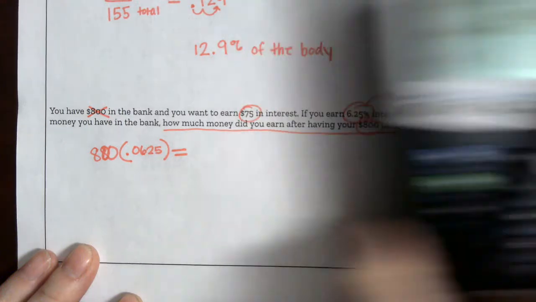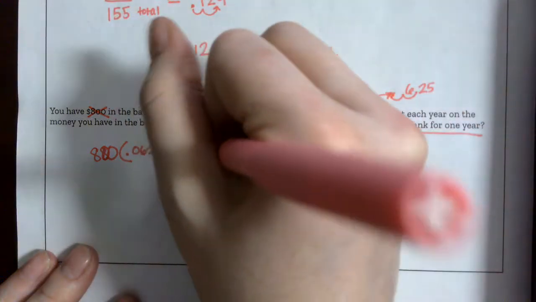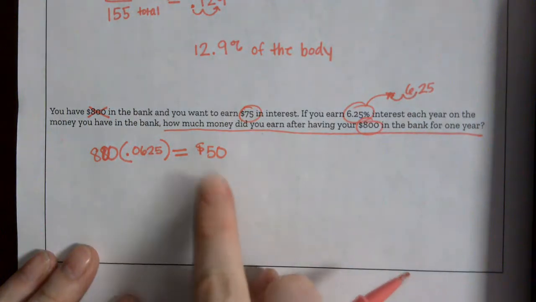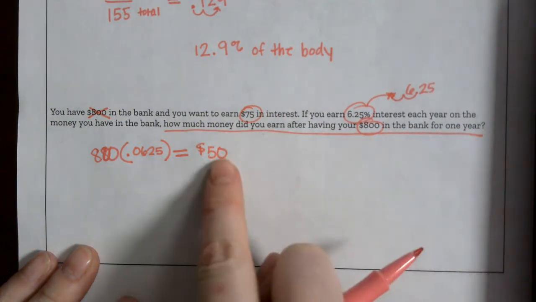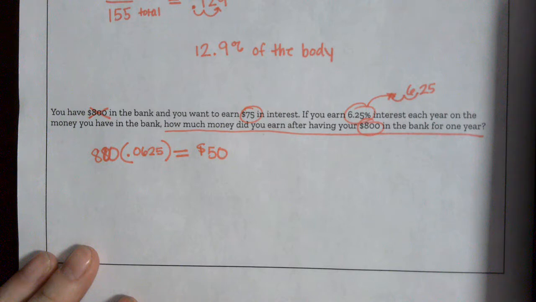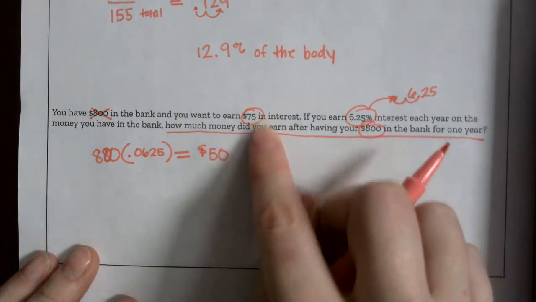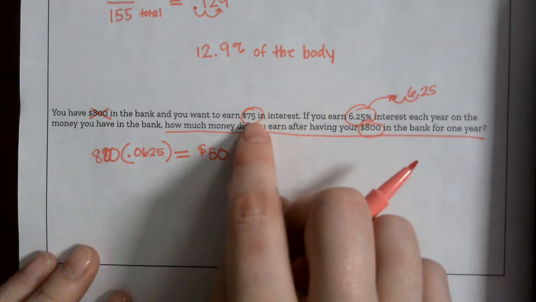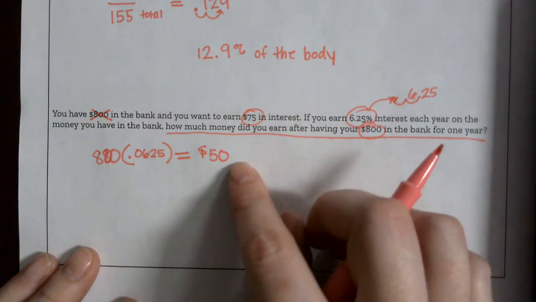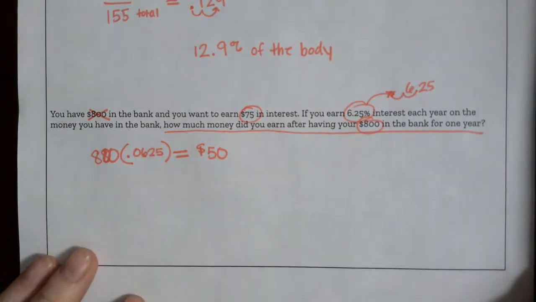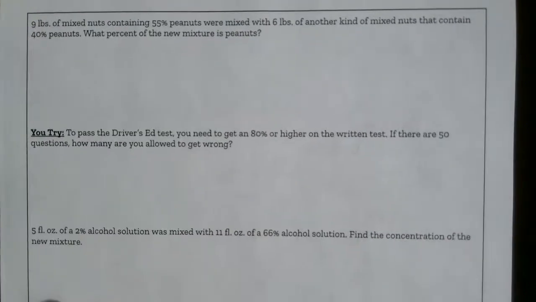So we get $50. This is the interest that we earned after 1 year. Since it did only ask for 1 year, this is our answer. Now again, we want to compare it to what it said. It said we wanted to earn 75, we earned 50, which is a little less, but here's our answer. Go ahead and flip. You got one more I want to do together, and then I'll have you try one.